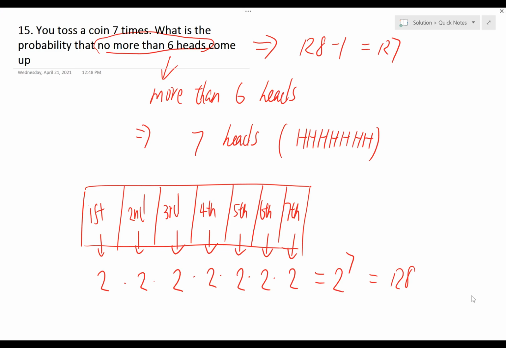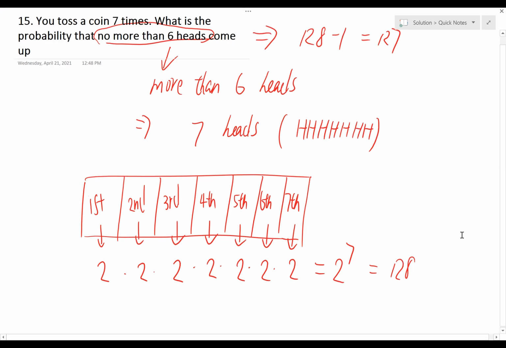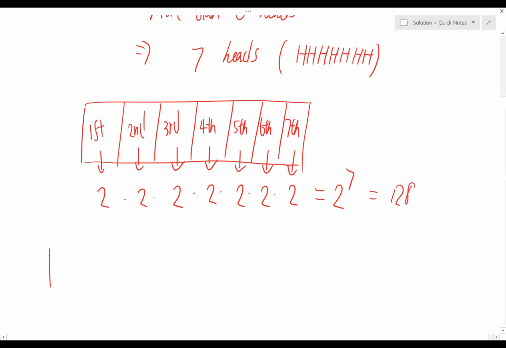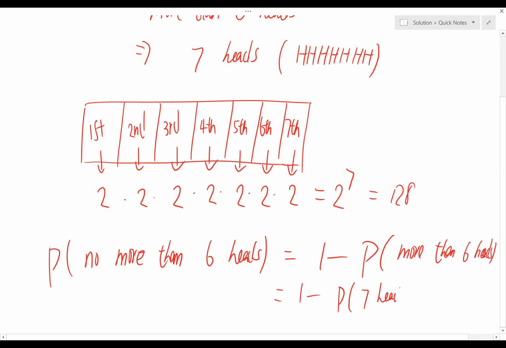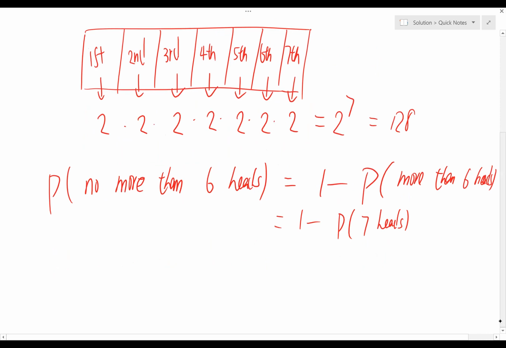So if you look at the probability of this event, the probability of no more than 6 heads is equal to 1 minus the complement of this. The complement of this is more than 6 heads. Then we already analyzed it. It has to be 7 heads. It's 1 minus the probability of 7 heads. And we know that only one outcome satisfies 7 heads. So it has to be 1 over 128, right? And the result has to be 127 over 128.